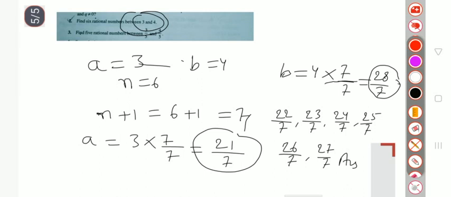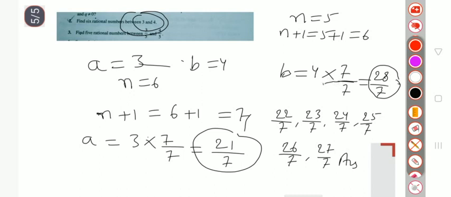So I have explained two methods. One is the mean method and the other is when integers are given, how we find them, just by multiplying and dividing by n plus 1. Suppose here n is given 6. Suppose in another question you have to find only 5 rational numbers, so here n will be 5. In this case, what is n plus 1? 5 plus 1, it will be 6. So multiply and divide by 6. Here 6 into 3 will be 18 and 6 into 4 will be 24. So just take the numbers between 18 by 6 and 24 by 6. This will be the answer.